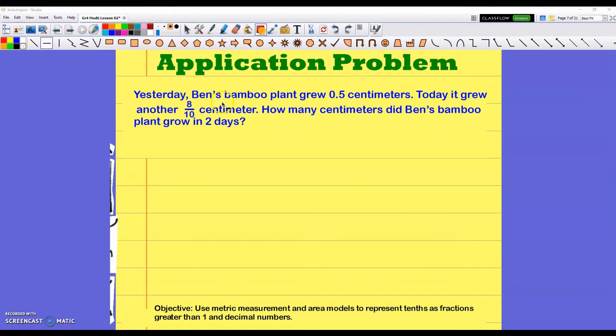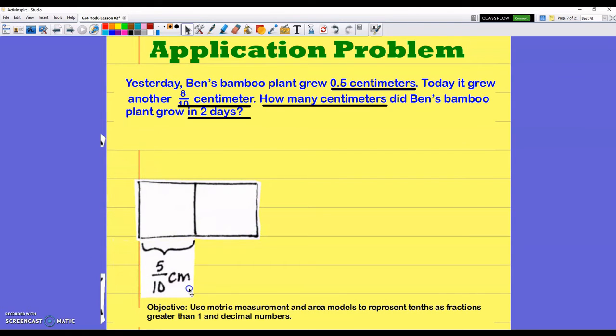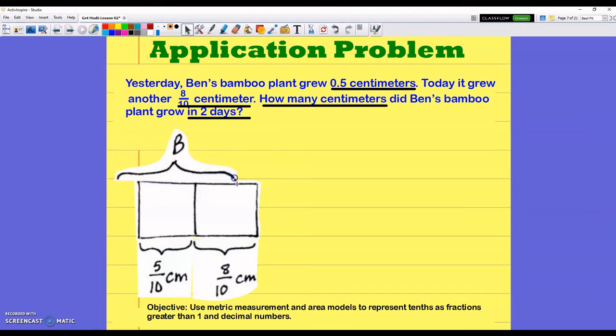Application problem. Yesterday, Ben's bamboo plant grew 5/10 of a centimeter. Today, it grew another 8/10 of a centimeter. How many centimeters did Ben's bamboo plant grow in 2 days? So that's what we're asking, which we need to unpack. So we have 2 days. The first day, his bamboo plant grew 5/10 of a centimeter. The second day, it grew 8/10 of a centimeter. And we need to know the total it grew.